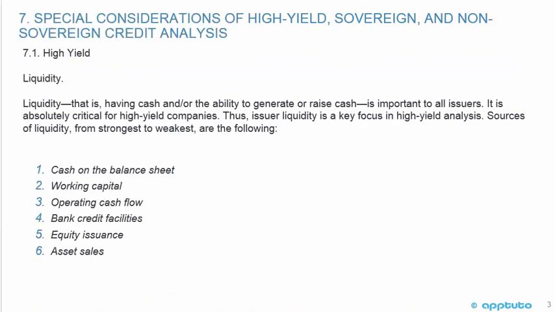So continuing with high yield, we're going to look at liquidity. Liquidity, that is having cash and or the ability to generate or raise cash, is important to all issuers. It is absolutely critical for high yield companies. Thus, issuer liquidity is a key focus in high yield analysis. Sources of liquidity from strongest to weakest are the following. 1, cash on the balance sheet. 2, working capital, which is current assets minus current liabilities. 3, operating cash flow, 4, bank credit facilities, 5, equity issuance, and finally 6, asset sales.